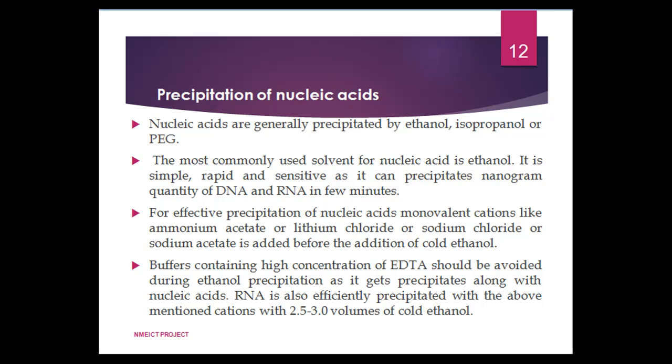For effective precipitation of nucleic acids, monovalent cations like ammonium acetate, lithium chloride, sodium chloride or sodium acetate are added before the addition of cold ethanol. Buffers containing high concentration of EDTA should be avoided during ethanol precipitation, as it gets precipitated along with the nucleic acid. RNA is also efficiently precipitated with the above mentioned cations with 2.5 to 3 volumes of cold ethanol.